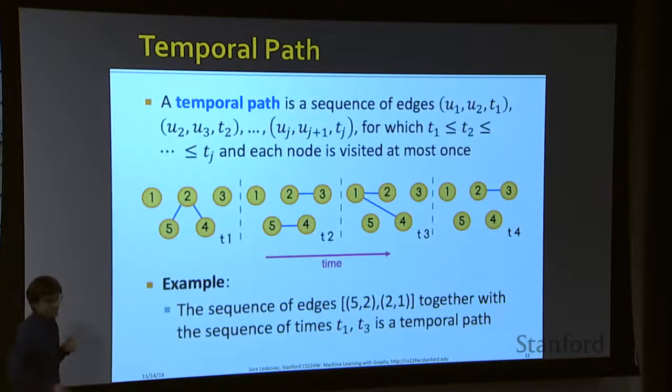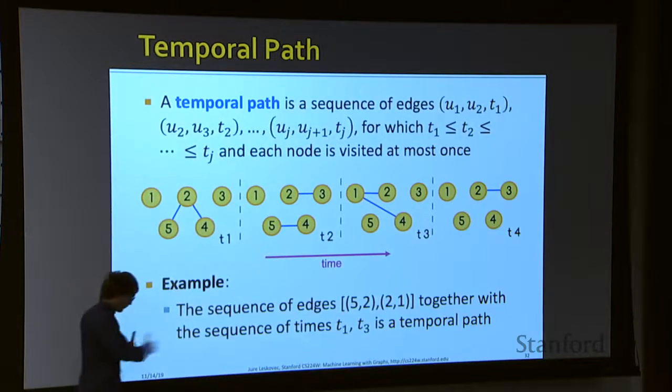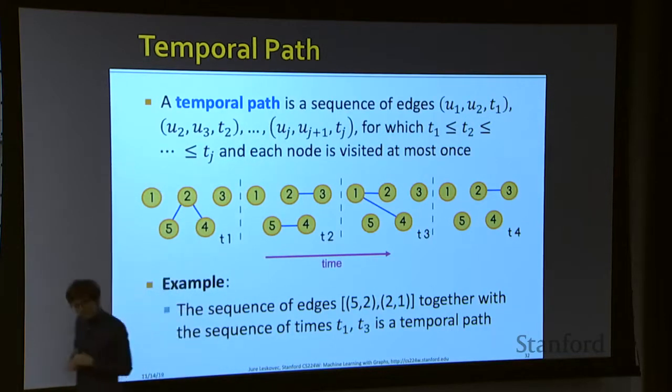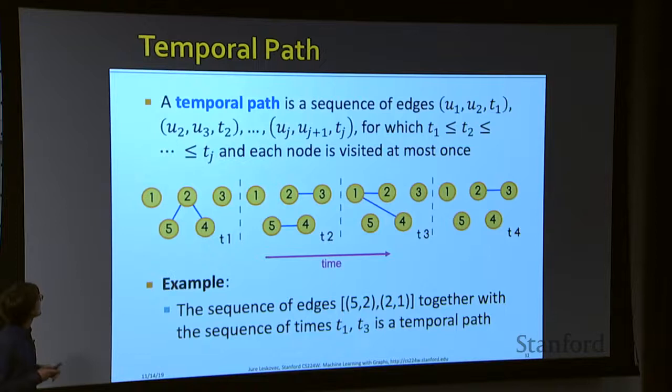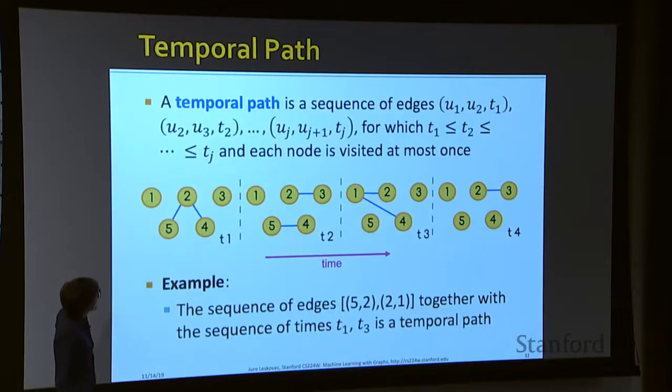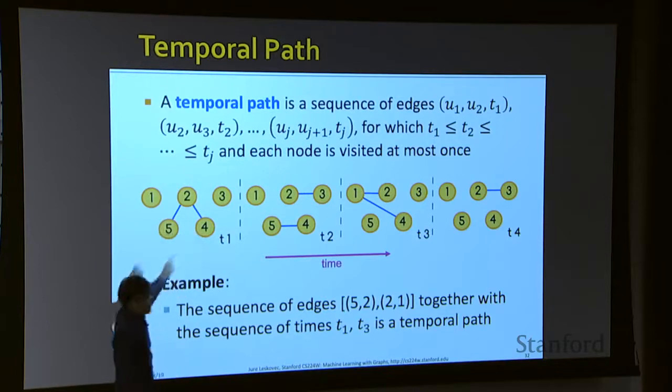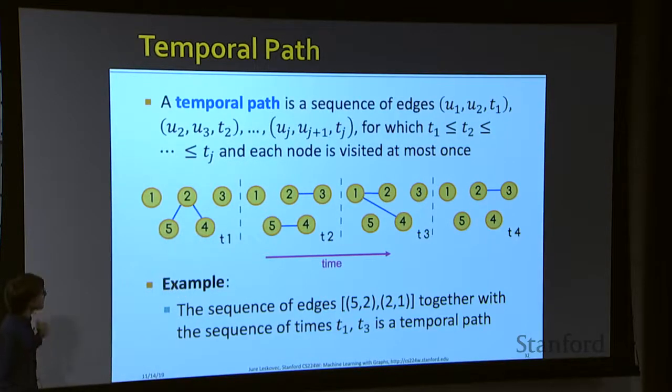Okay? So now we need to define this notion of walks and paths that we defined on simple graphs and extend them to temporal graphs. So the way I'll say it, a temporal path is simply a sequence of edges so that edges obey time, right? Whenever I cross an edge, the next edge I cross should happen after the edge I traversed. And that's essentially it, right?